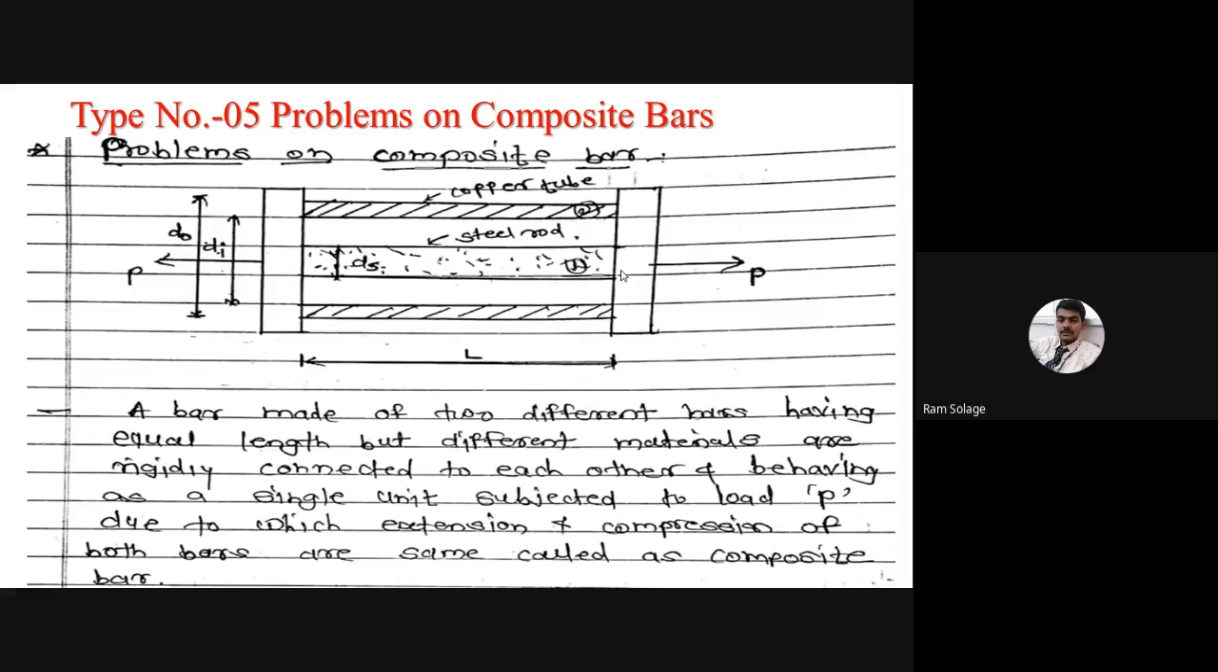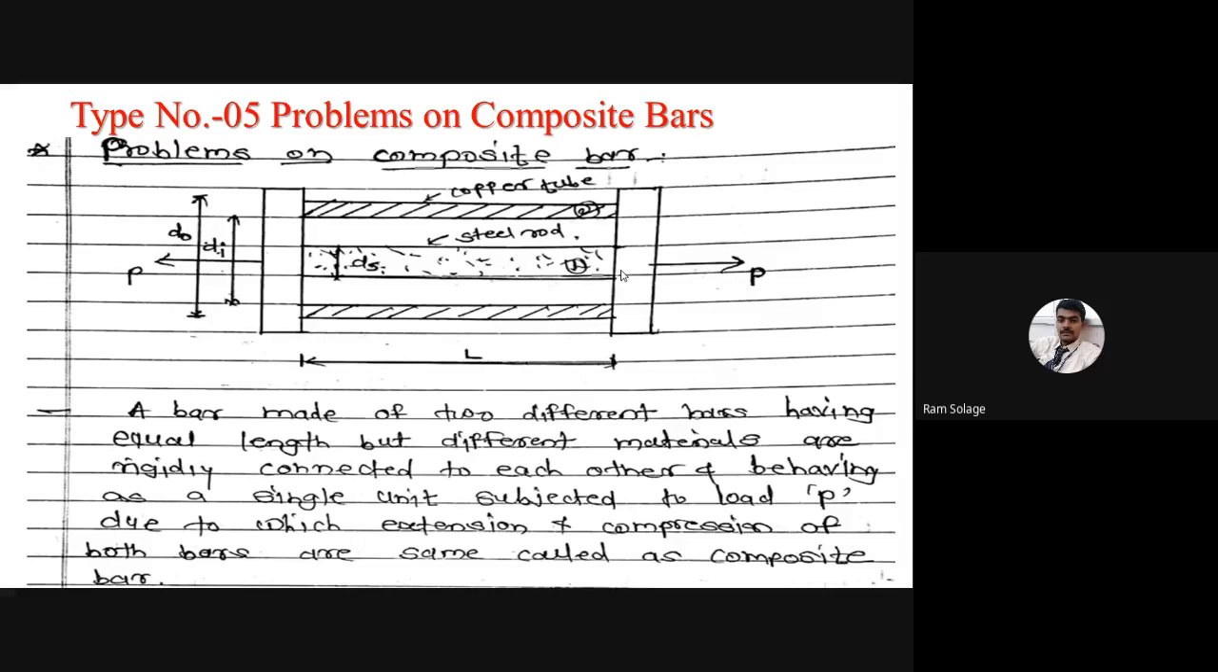Now, how to calculate the stresses? How to calculate the stresses on composite bars? Please think about it. Means what? Already we are calculating the stresses, that is sigma 1, sigma 2, sigma 3, with the help of P1, P2, and P3. So in this problem, P will be common. Correct?